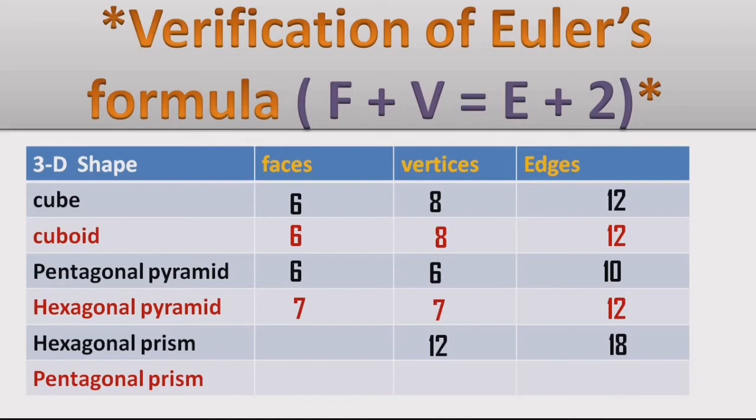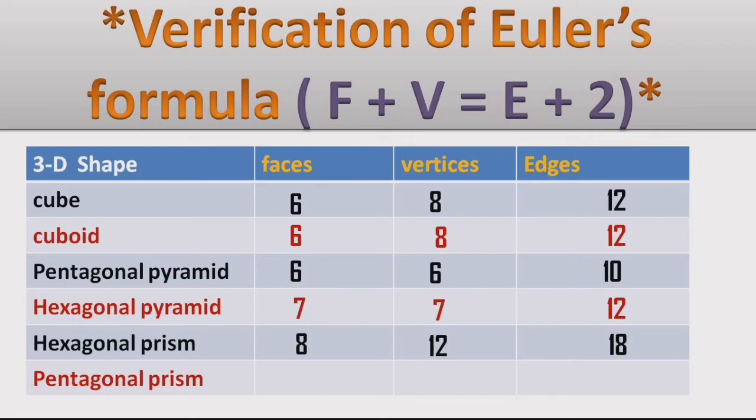Now vertices and edges are given. Now I will try to find the faces. As I need to find the faces, F plus V cannot be done. I will be focusing on the right hand side, that is E plus 2. Now for 18, I will add 2 to it, we get the answer 20. Now if I subtract 12, that is the vertices number, from 20, I must get the answer for the faces, and that answer is 8. Isn't it right? Of course. I hope you understood how to find the remaining term.